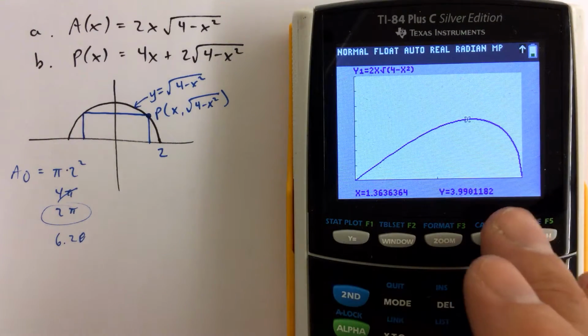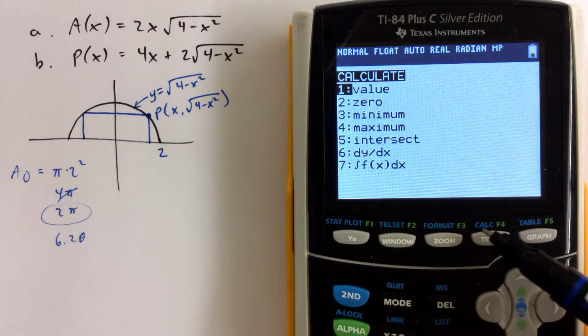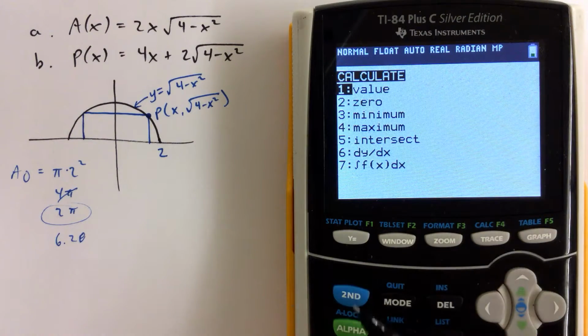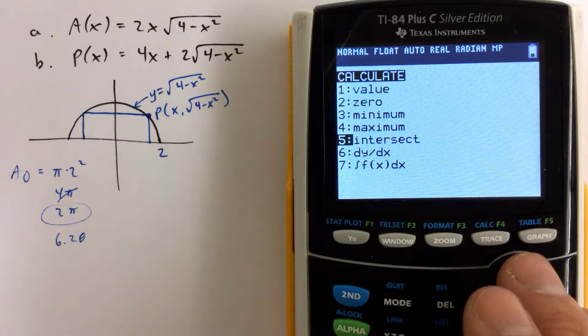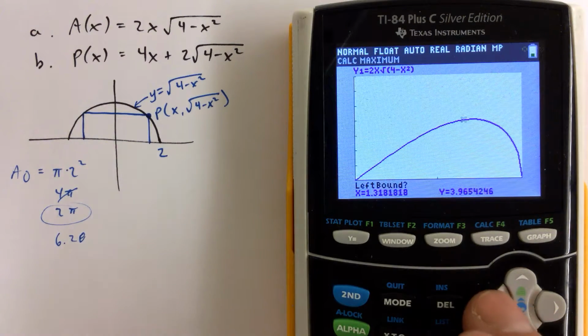So reading the graph is one thing, but then finding the actual maximum, we have to push the second key, calculate, second trace. Right above the trace button is the word calc for calculate. Then we hit the down arrow until we hit maximum. We're trying to find a maximum value here, and we hit enter for that.